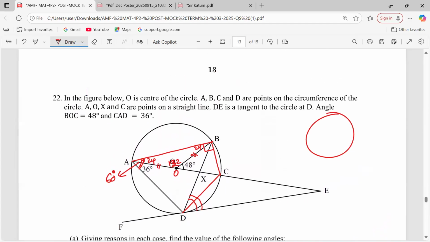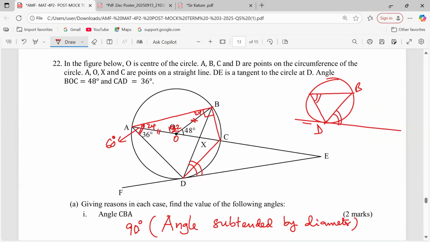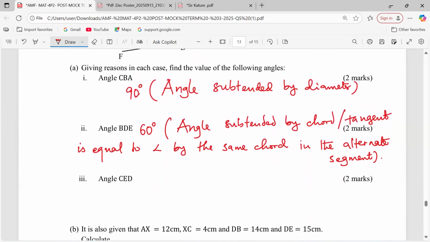Technically, I can have it explained here. This is our BD, and we are having a certain tangent passing at D, such that now there is an angle formed here. This particular angle is equal to any other angle that might be produced by the same chord, but now in the alternate segment. So these two angles are going to be equal. That is mathematically proven.